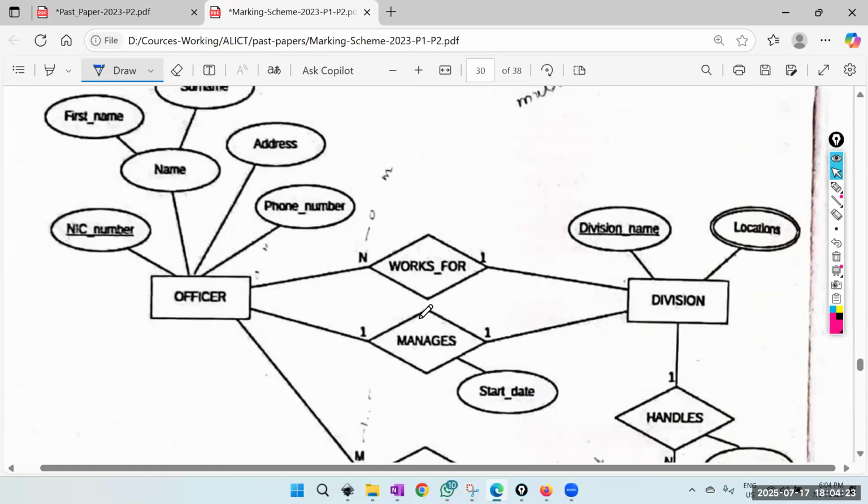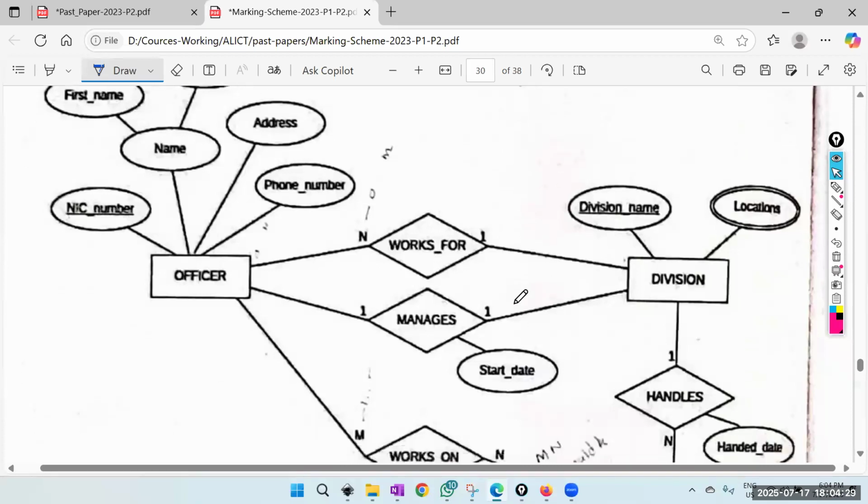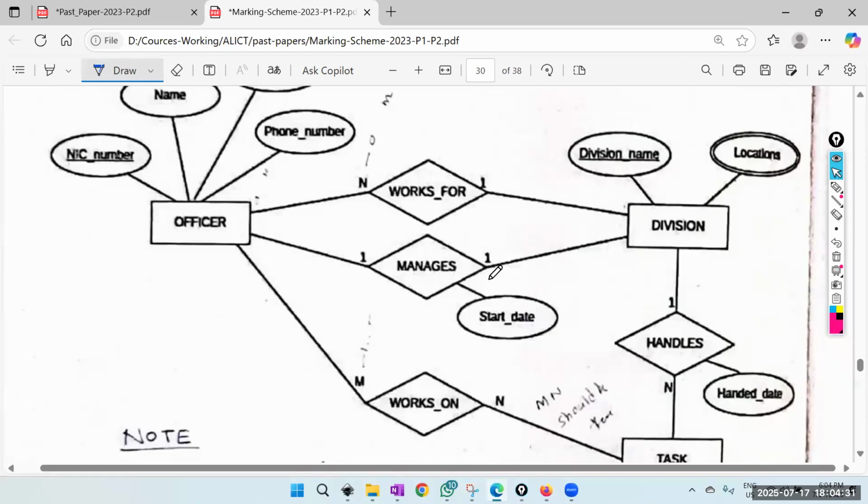You can see two. Officer works for division. Office is managed by division. So the examiner has taken this as 1 to 1. I thought it is many to many, but the examiner has taken it as 1 to 1. Okay. But this one is correct. Division has many officers. Officer is in one division. And division name is the primary key.